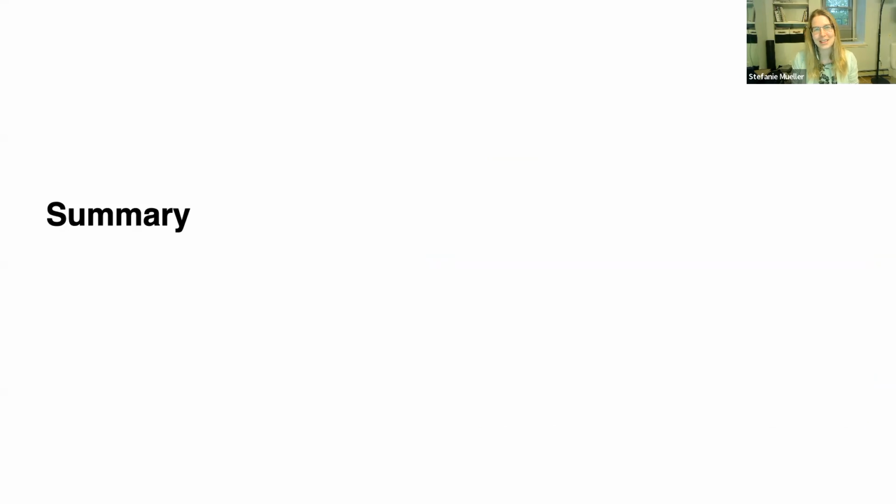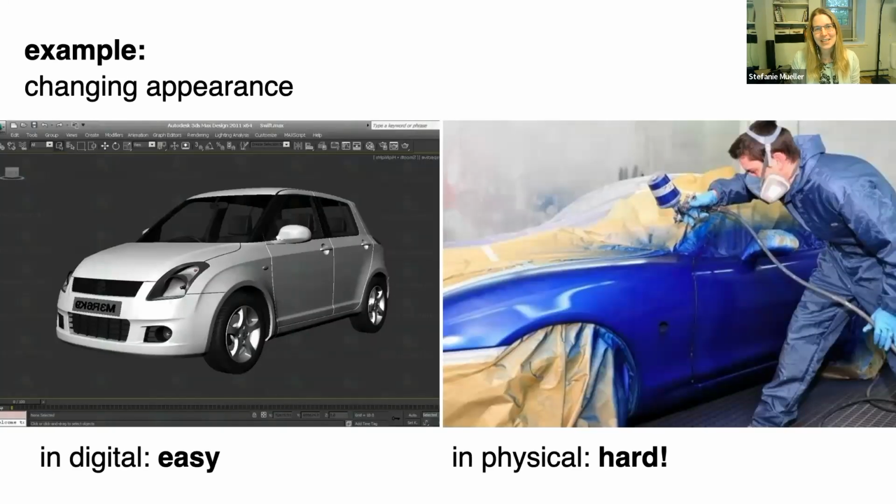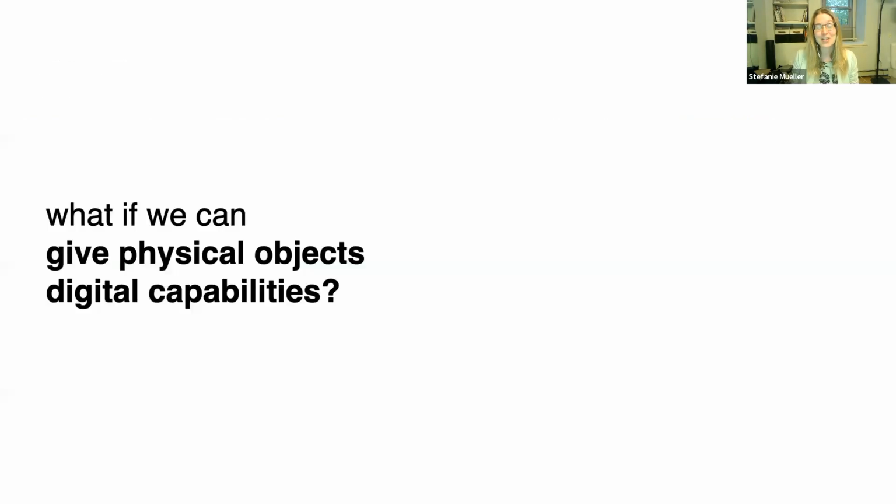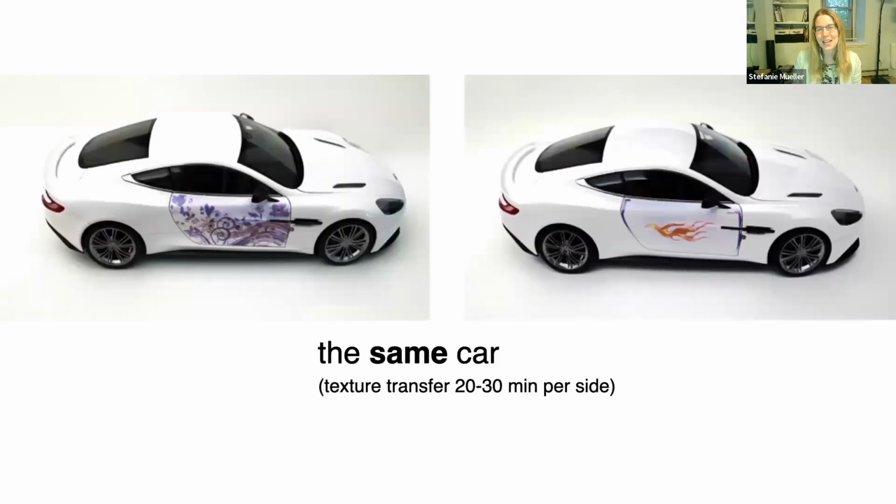So let me sum up my talk. I started by saying it would be so great if you could actually give physical objects digital capabilities. And I started with this example of changing, for instance, the color of a digital car versus a physical car, right? And physical things are still so much harder than in digital. So what if you could actually give physical objects digital capabilities? And this obviously is very ambitious, and I don't claim that we are there today, but I hope I was able to show you today that there are ways that we can actually provide such digital capabilities to physical objects.